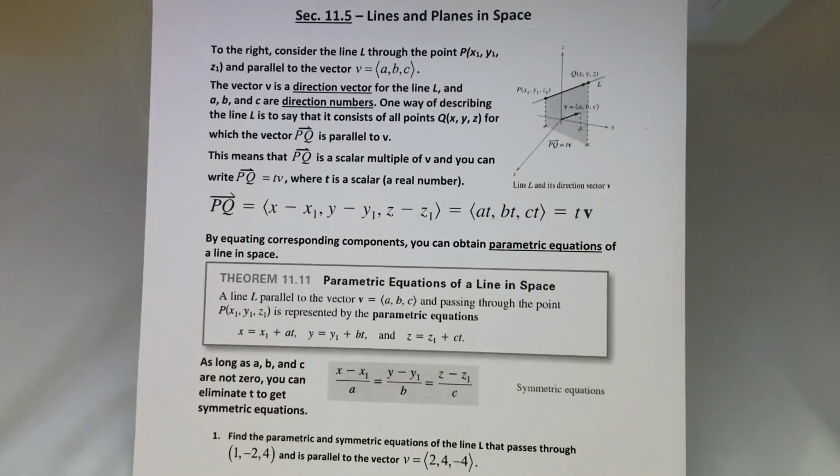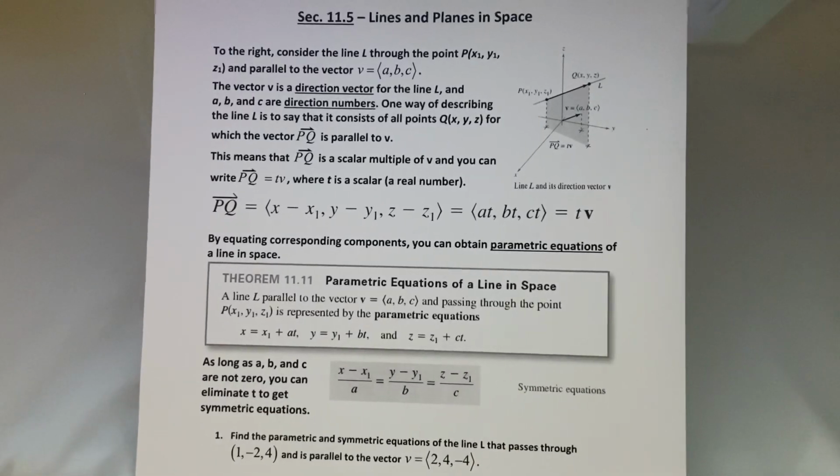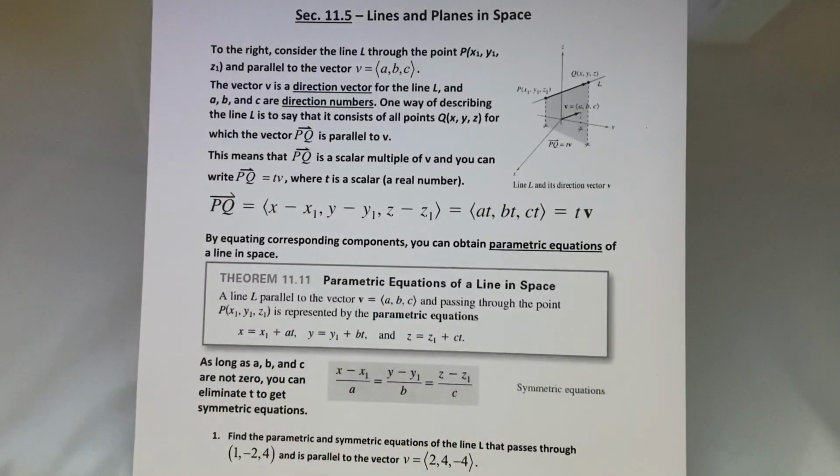So the parametric equations of a line in space, if you have a vector v, which has components a, b, c, respectively, and a starting point p with values x, y, and z, then you can represent the line parallel to the vector passing through the point by x equals x1 plus at, y equals y1 plus bt, and z equals z1 plus ct. As long as a, b, and c are not 0, you can also get symmetric equations, because all of these have to be the same relative to time if you solve all of these equations for time.